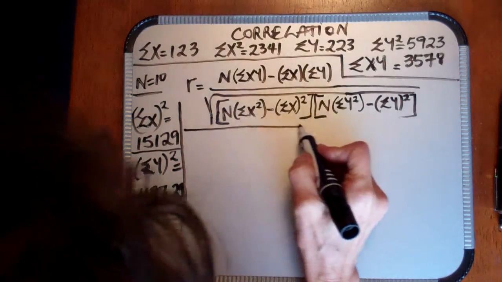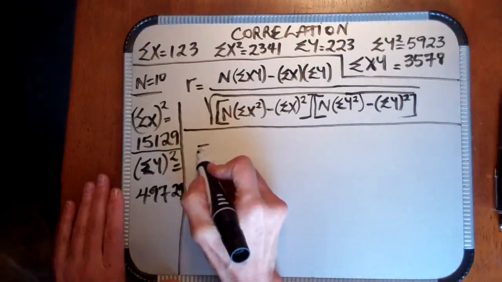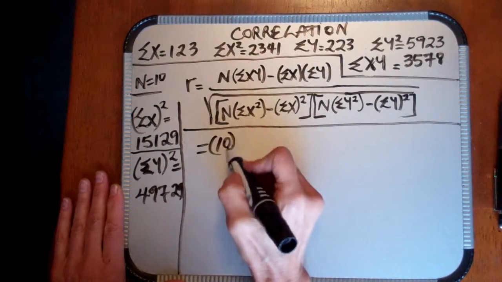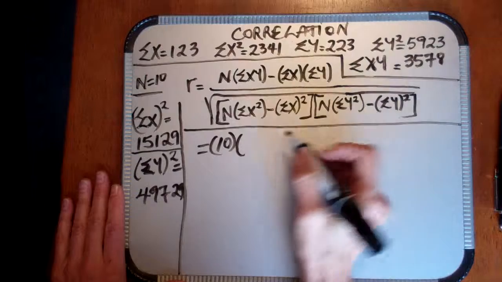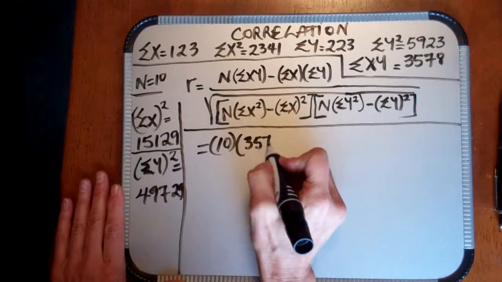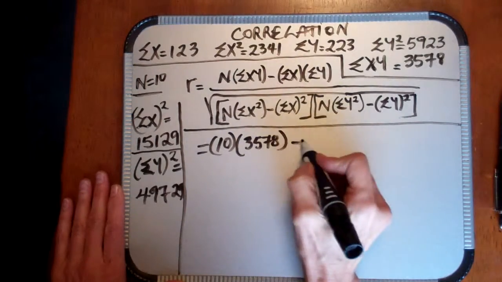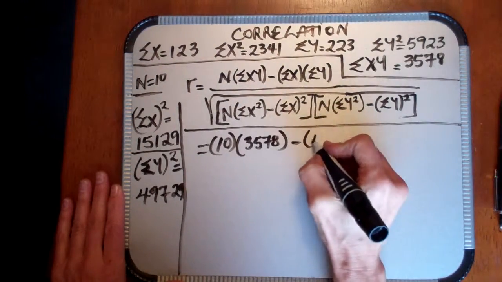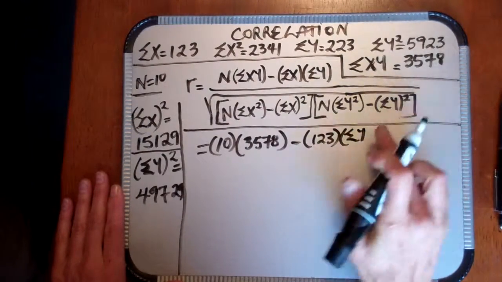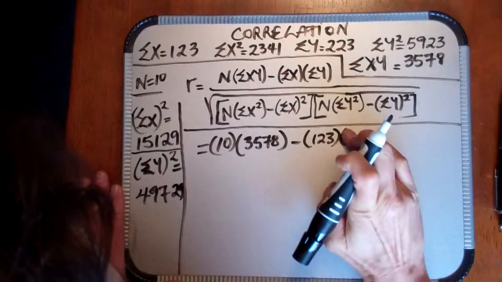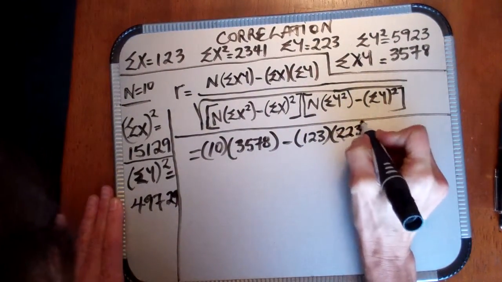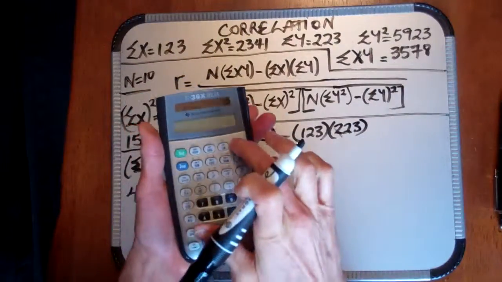So let's just draw a line here. Let's start our numbers, and I'll go to another board if we need to. Let's start with the numerator. It's 10 times sum of the xy, which is 3578, right, minus sum of the x, 123, times sum of the y. Oops, 223. Right? Okay, so let's get the numerator first.